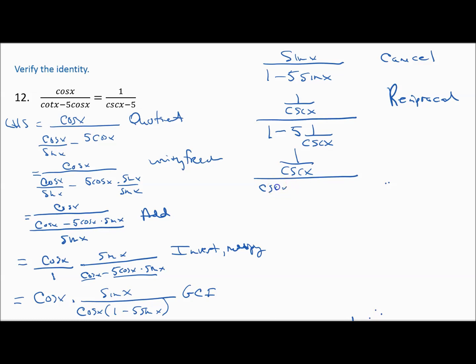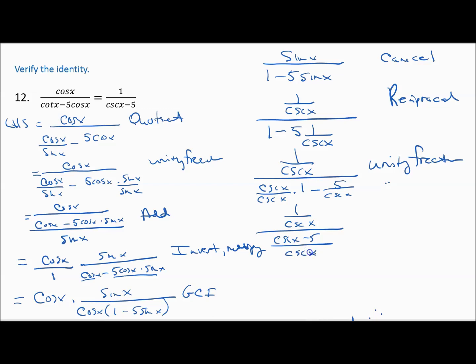So that gives me cosecant of x over cosecant of x, of course, times that 1, minus 5 over cosecant of x. Again, unity fraction, or I would take common denominator as your explanation there. Hopefully we're almost finished. Okay, so here I've got cosecant of x minus 5 over cosecant of x. That's looking promising, right? What did I do there? I just combine after finding my common denominator.